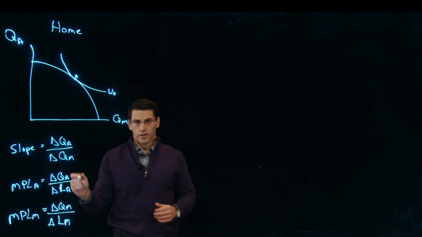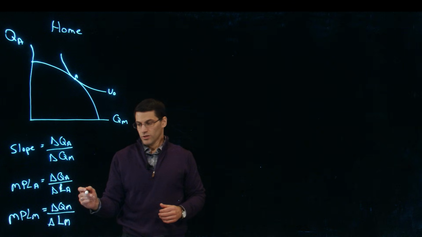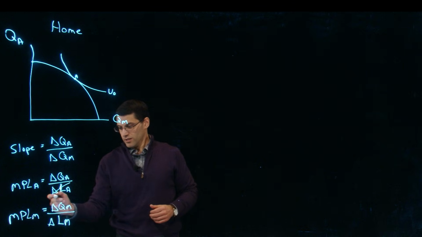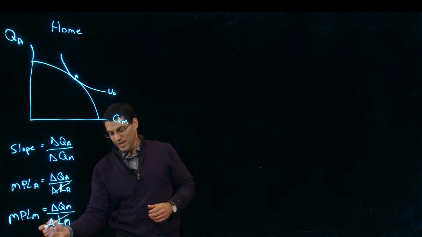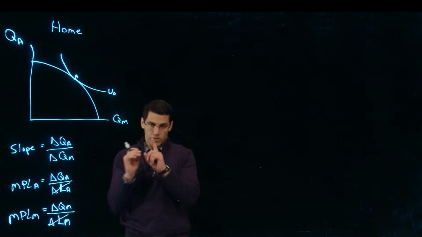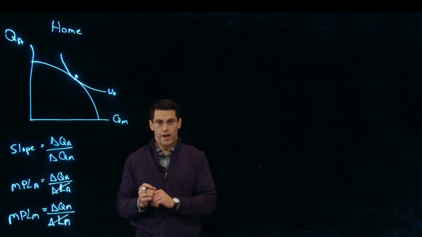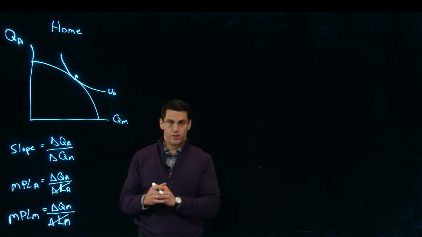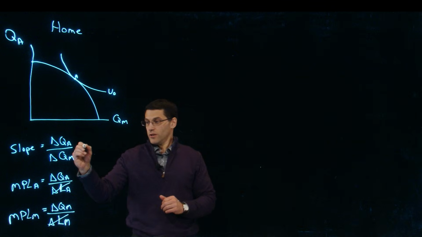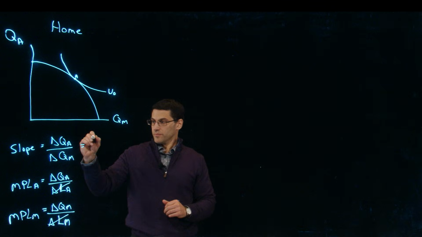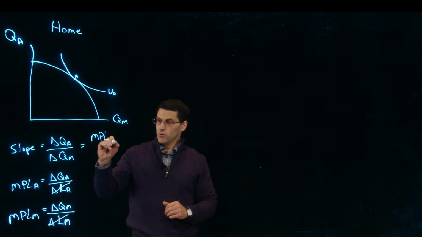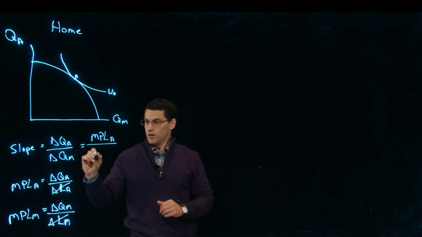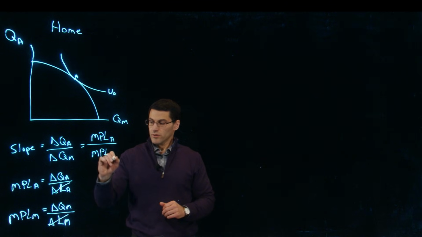And what happens if you take the ratio of those two? Those delta L's would cancel out. And we're letting them cancel out because we're saying take one worker out of agriculture and put that one worker into manufacturing. So it's a change of one in both cases. So they negate each other. And so you're just left with the ratio of the marginal products.